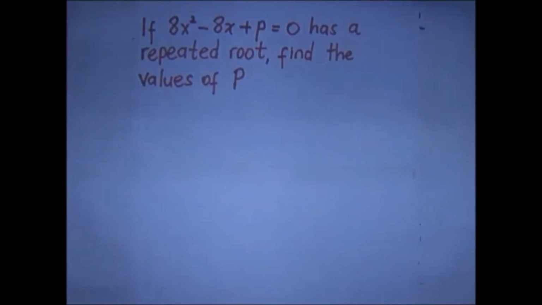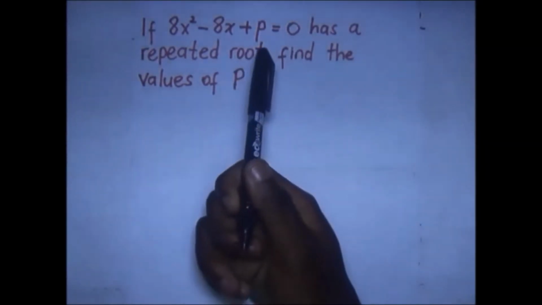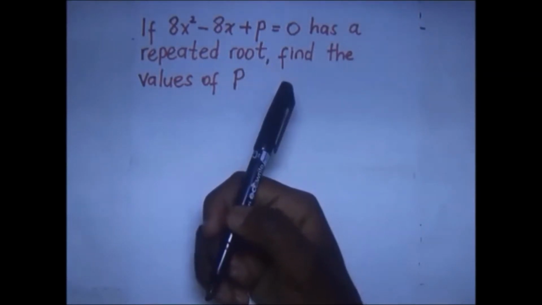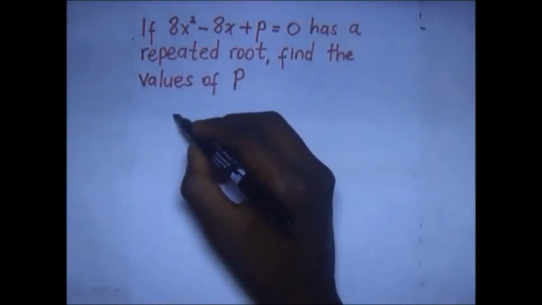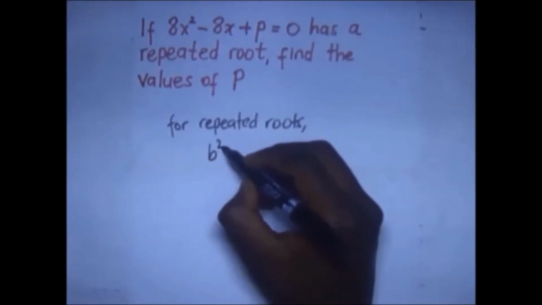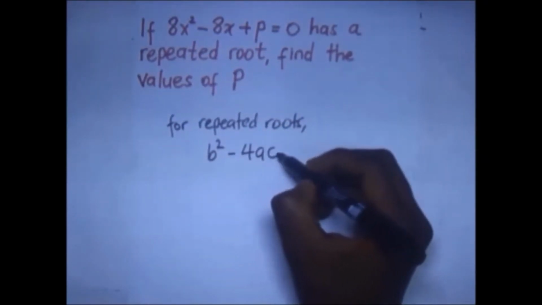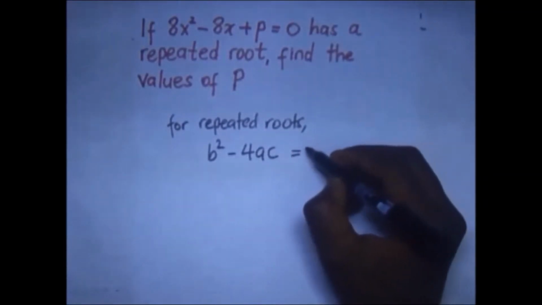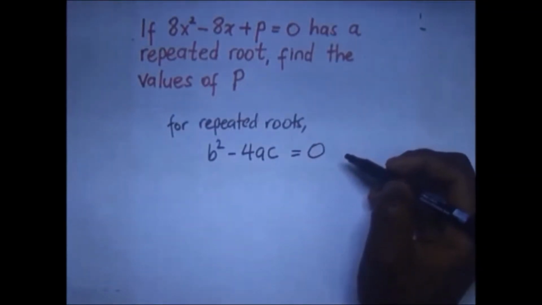If 8x squared minus 8x plus p is equal to 0 has a repeated root, find the values of p. So if you are to find the values of p, we know that for repeated roots, just like we saw before, the discriminant, which is b squared minus 4ac, is going to be equal to 0 for repeated roots.